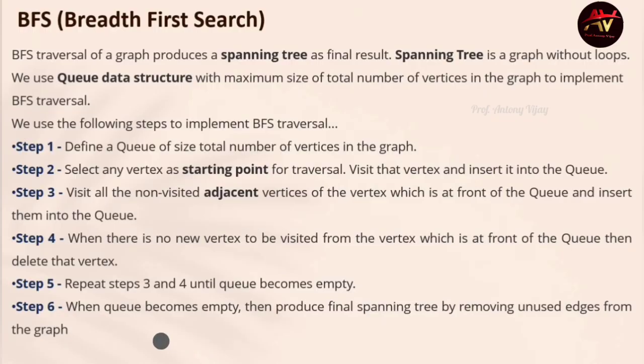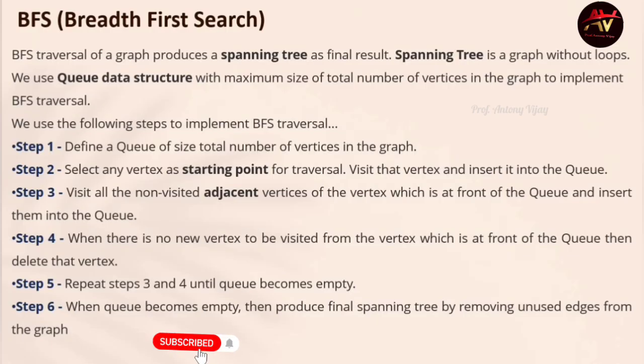At one point of time, we don't have any new vertex to be visited. At that time, we have to remove the frontmost vertex from the queue. This process is repeated until the queue is empty. At the final point of time, we remove the unused edges from the graph. Finally, we get the spanning tree. So let's look at this explanation with the help of a diagrammatic representation.